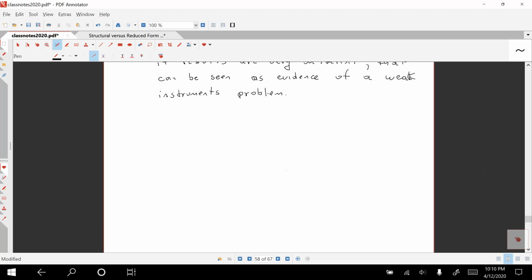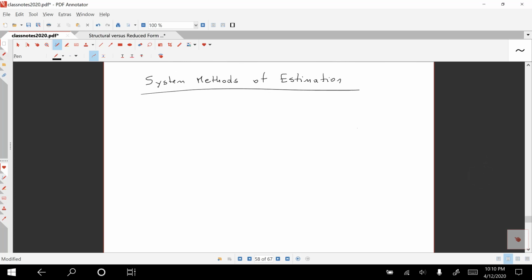So now let's look at the system methods of estimation. Because we're estimating all of the equations simultaneously, sometimes these estimators are also called full information estimators, of course, to differentiate them from these limited information estimators.